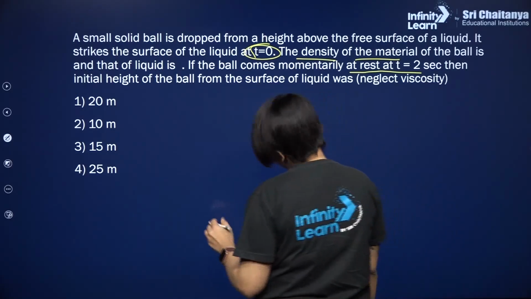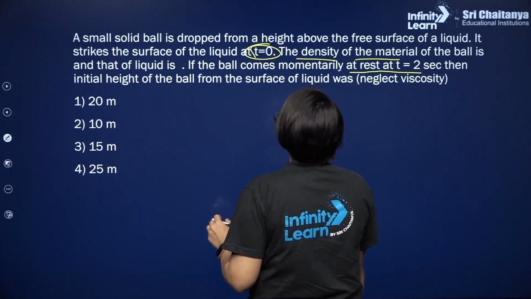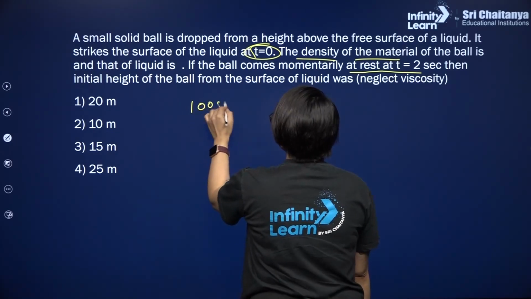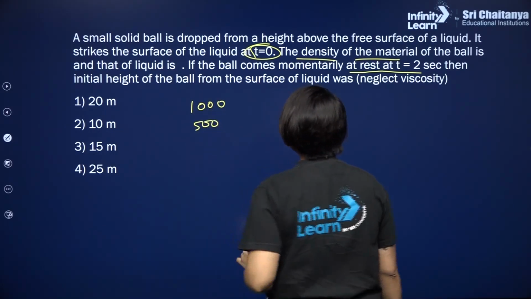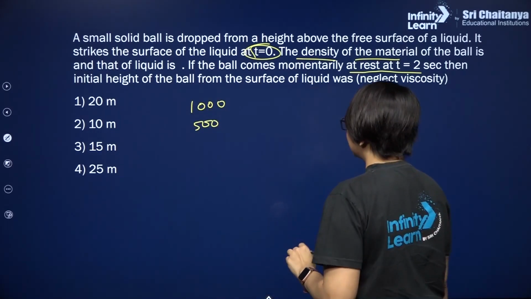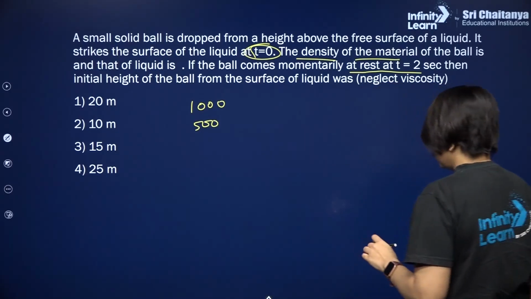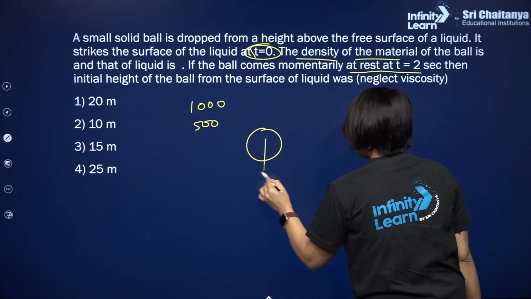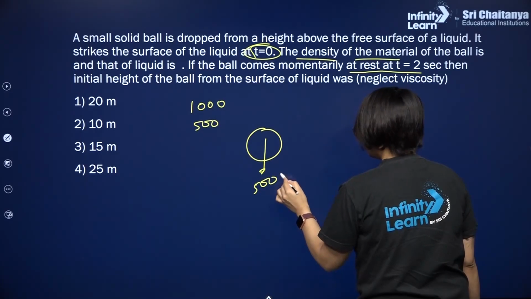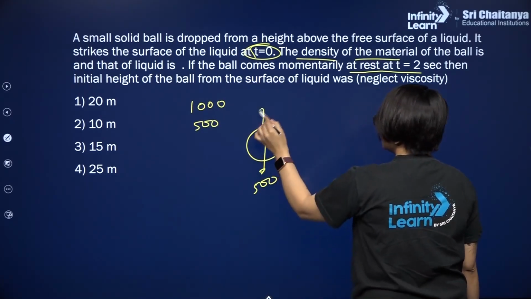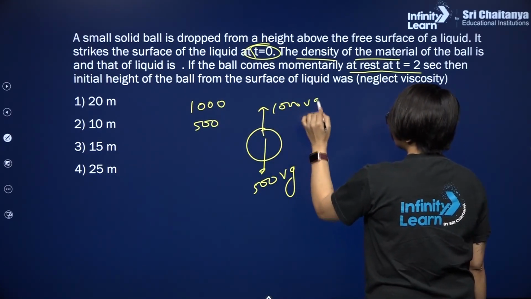So over here the density of the liquid is given as 1000 and that of the ball is given as 500, and volume of the ball, let's consider it as V, and acceleration due to gravity as g. So it will experience 500 Vg in the downward direction and 1000 Vg in the upward direction.